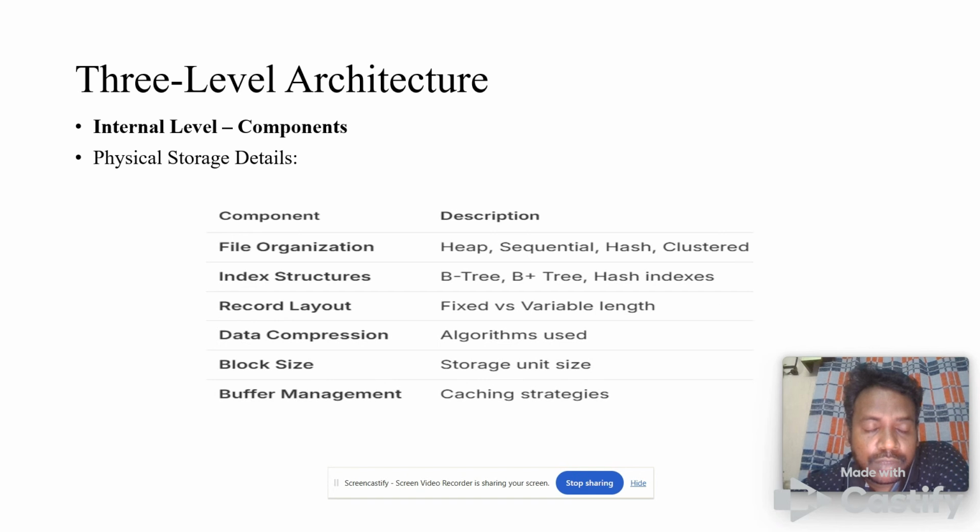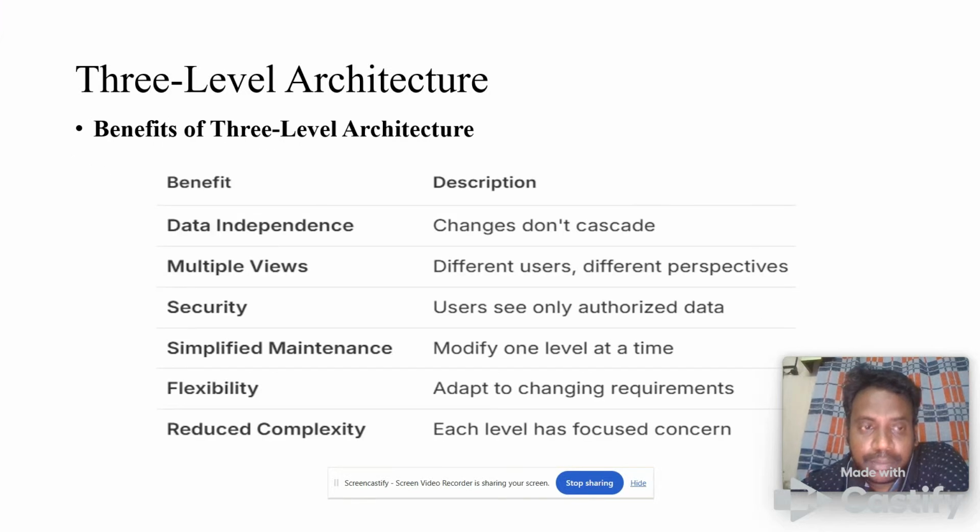For compression, we make use of some algorithms which are useful for compressing the data in order to maintain the storage system. And then buffer management, or caching management. So what are all the benefits of the three-level architecture? That is what we discuss here.